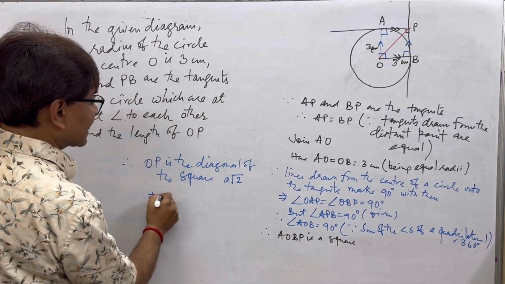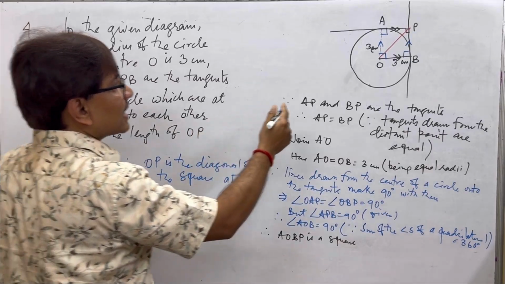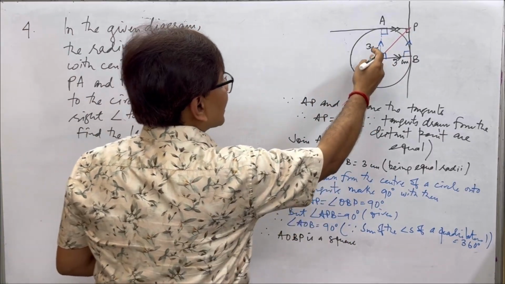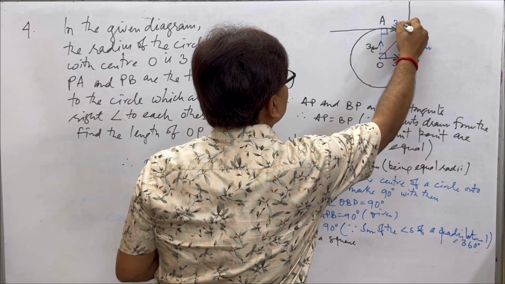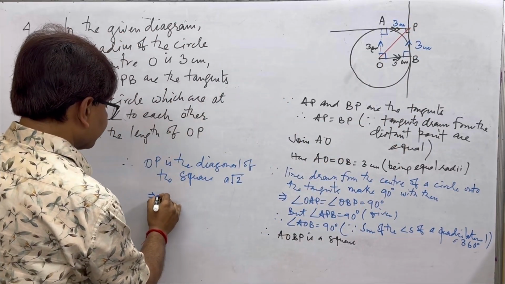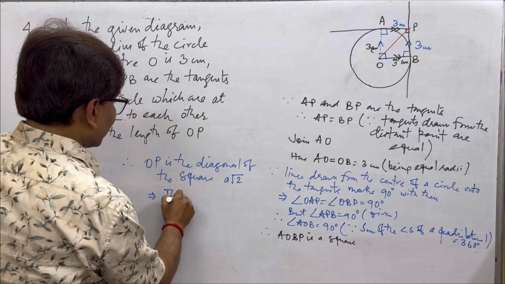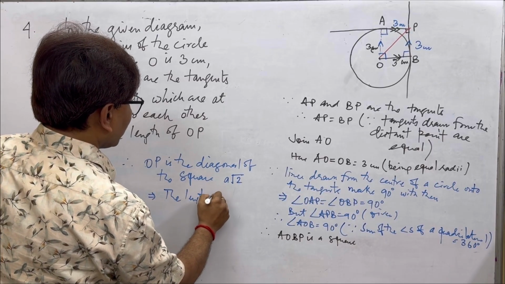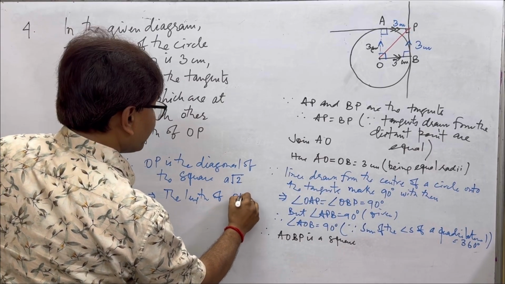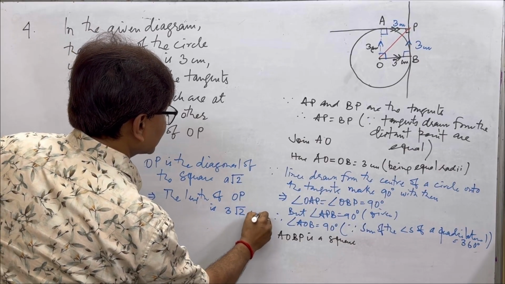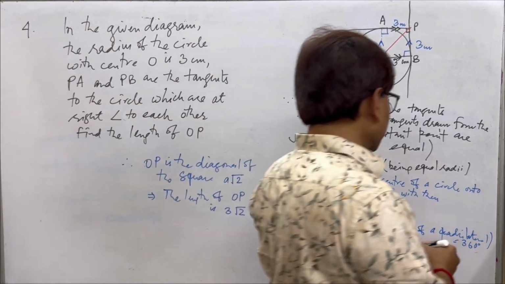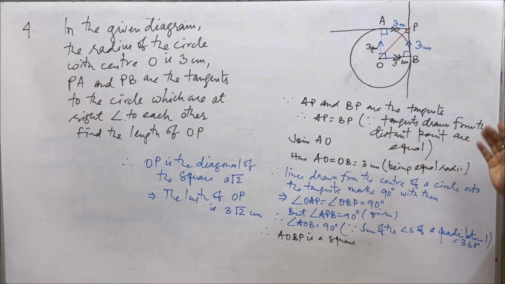What is a? A is the side. All the sides are the same, 3 centimeter. This is also 3 centimeter, this is also 3 centimeter. Therefore, the length of OP is 3 root 2 centimeter. This is the answer. I hope that you understood this sum. Okay, now for the next sum.